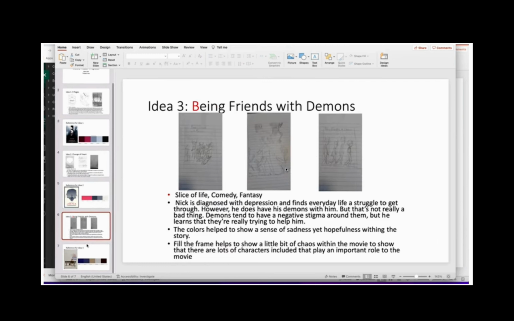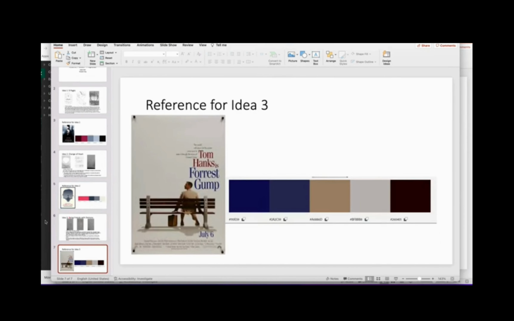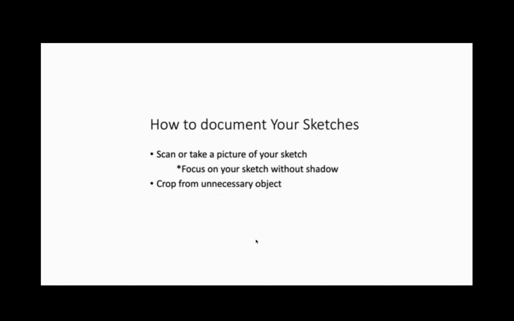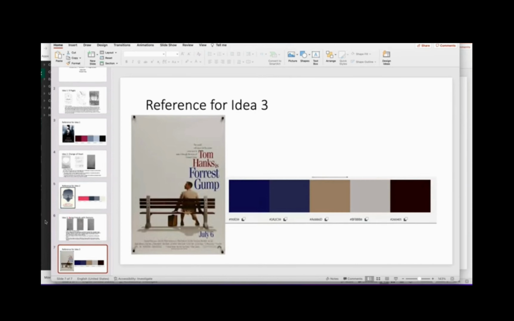Here's another one, Being Friends with Demons. They've got 3 different ideas, a synopsis of what it's about, what genre it is, how the colors and the composition play into it. And then a reference idea for what they're looking for in the color and the feel. So that's pretty much what we're going to be doing on this next part. We're going to do the brainstorming and then create your proposal.